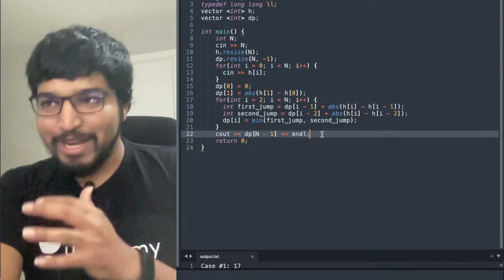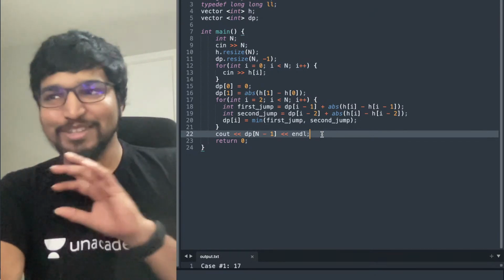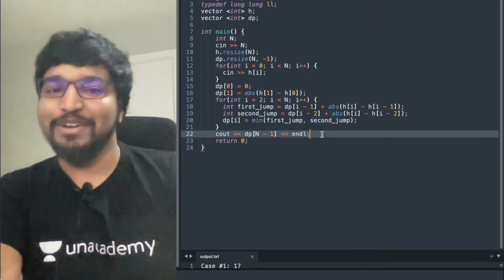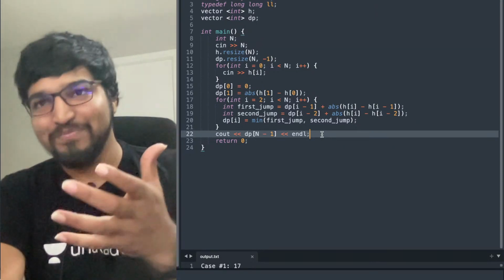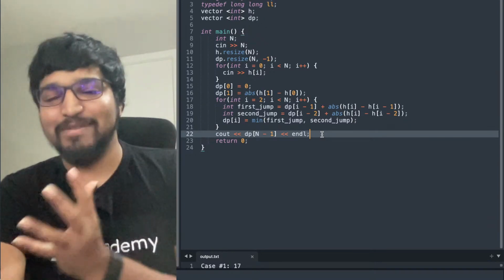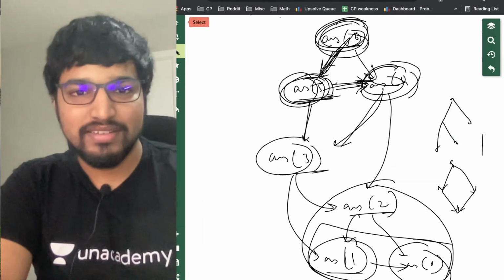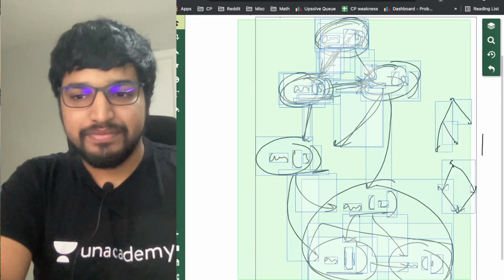Now, if you want to do it a bit quicker, if you want to use just O of 1 extra memory, you can do that too. How would you do that? This is O of n extra memory and O of n time complexity. You can do it even quicker as well. I'll show you how.